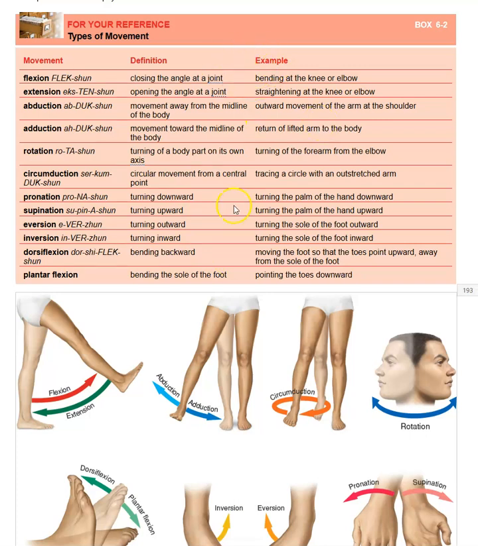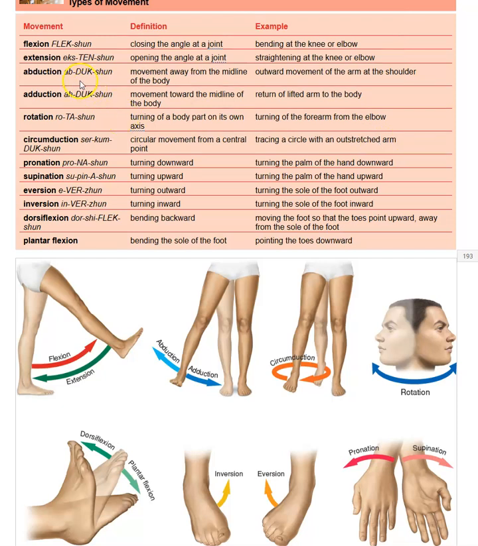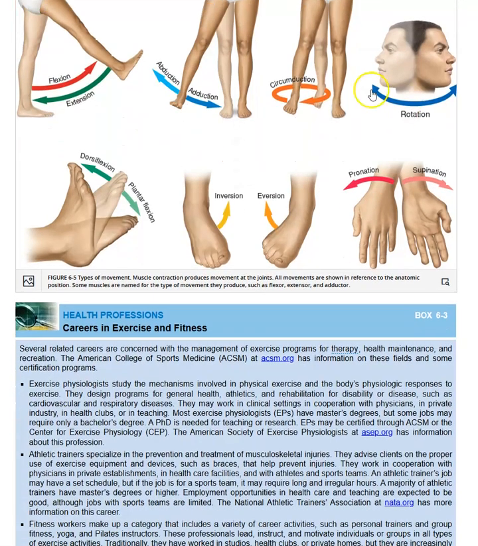For your reference, types of movements here. Abduction is a common one. Extension, flexion, pronation, supination. If you're going to work somewhere in the operating room, or I guess orthopedics too, those would be important to know. But just review this, just become familiar with this knowledge. Here are, I must have said videos. That's not a video. That is a picture of what it is: abduction, adduction, circumduction, rotation, etc., supination, pronation.